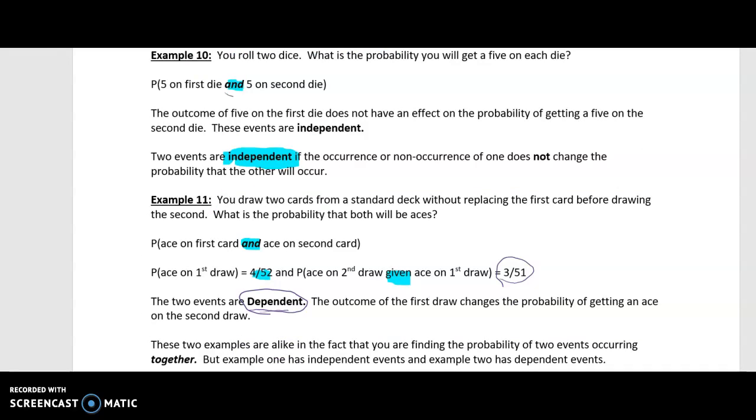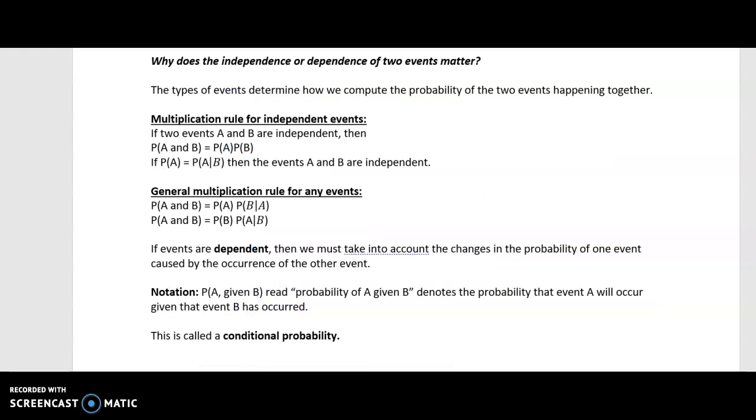Notice in both of these examples, I highlighted "and" in the written probability. These 2 examples are alike in the fact that you're finding the probability of 2 events occurring together. That's why we have that "and" there. Example 10 has independent events, and example 11 has dependent events. So as you'll see, we'll have slightly different processes. The independence or dependence of events matters in how we're going to compute the probabilities of these 2 events or more happening together.